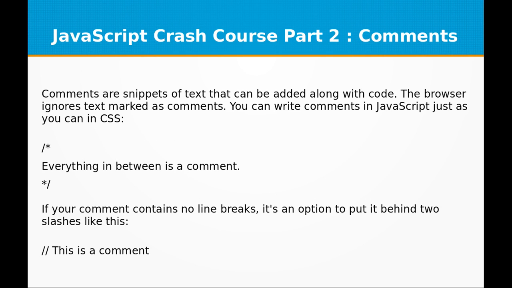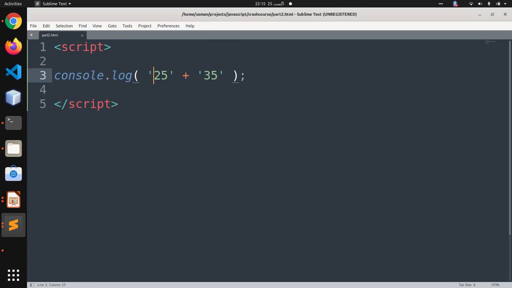Okay, on this smaller note, we are also going to discuss comments. Comments are snippets of text that can be added along with code. The browser ignores text marked as comments. You can write comments in JavaScript just as you can in CSS. For example, I have some code here. Let's say A, B, C, D, E.